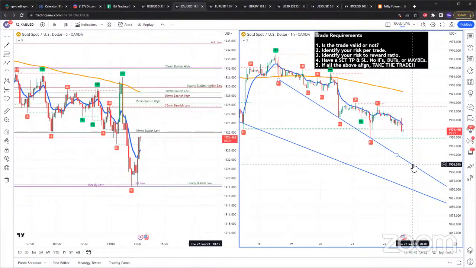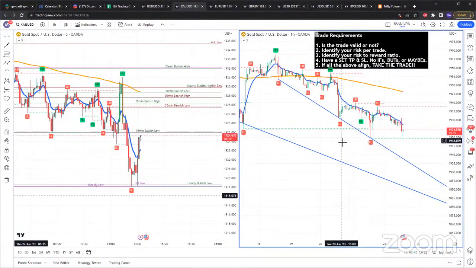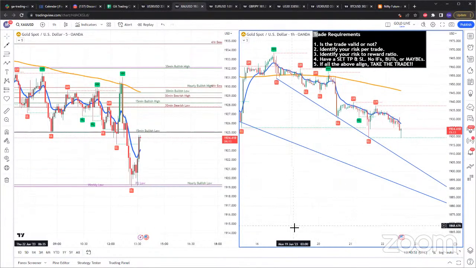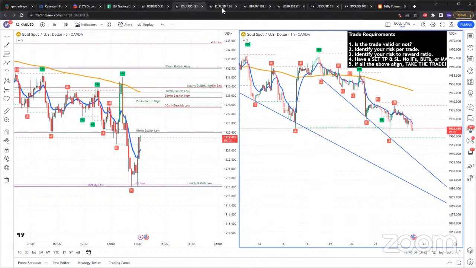I'll go for like a 300 pip TP and stop loss, and maybe ride that trade for a couple of days into next week. So that's my analysis on gold.